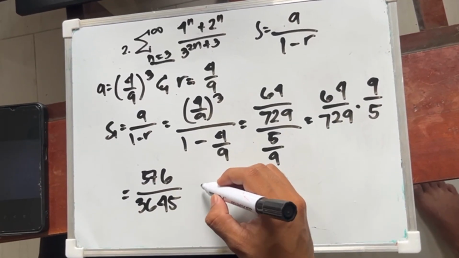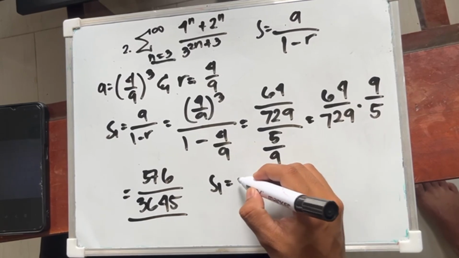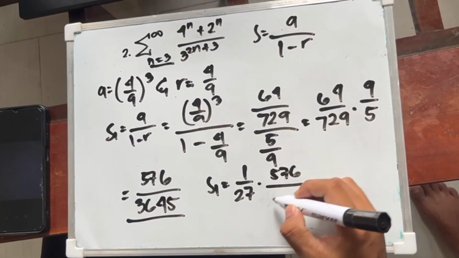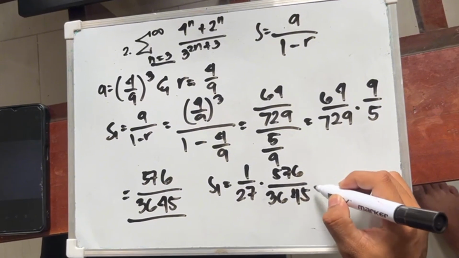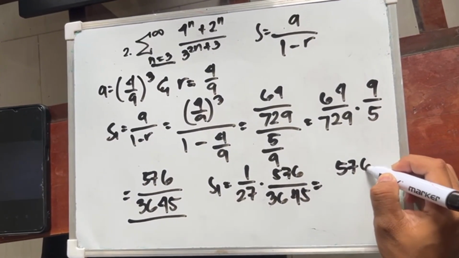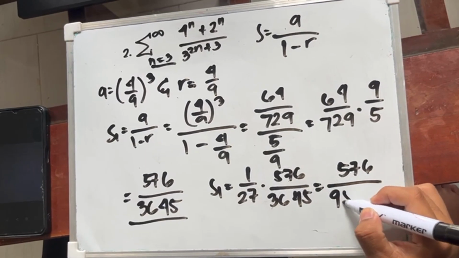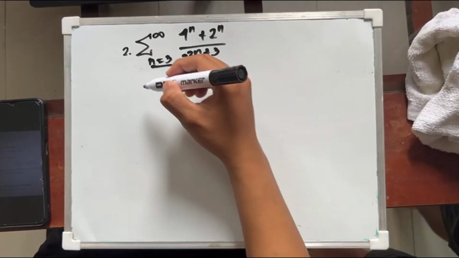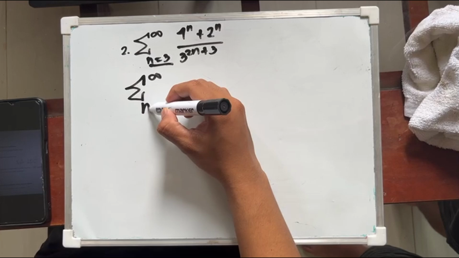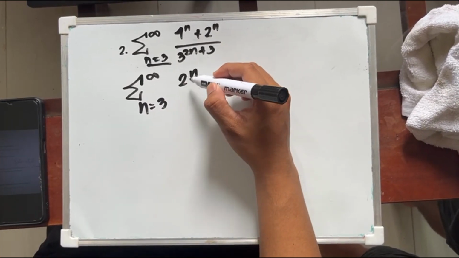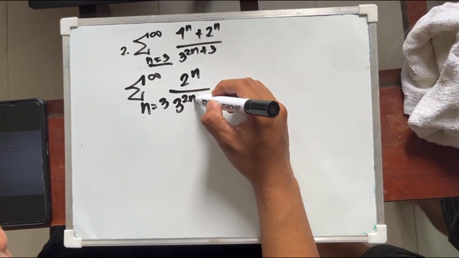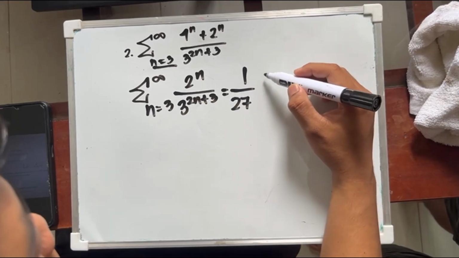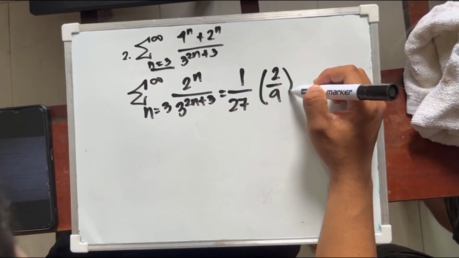So, the sum of the first series is S1 equals 1 over 27 times 576 over 3645 equals 576 over 98315. Next, let's simplify the second series. This is another geometric series where the first term is a equals 2 over 9 cubed and the common ratio is r equals 2 over 9. Again, since r less than 1, this series also converges.